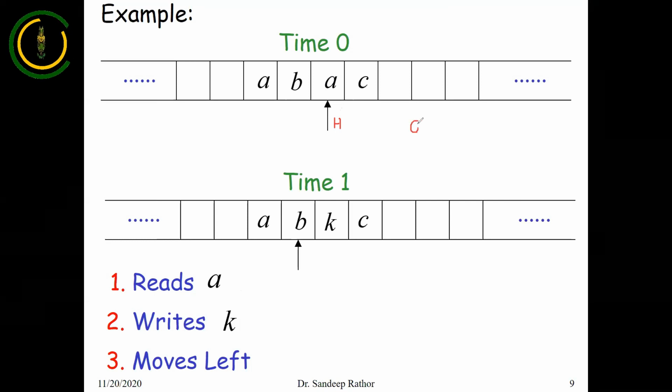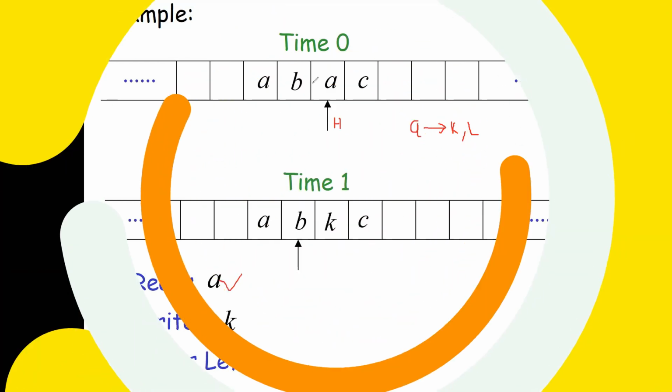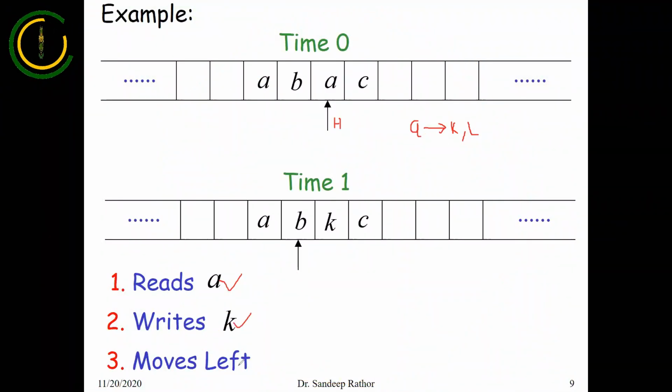Now you want to change this A into K. So how can we write it? You are reading A, and now you want to write K in place of A, and then move the head to the left. The direction of the head is left. So just read A, write K and move left, because you have to explain the execution in three components. The same thing can be represented in this way also, right?